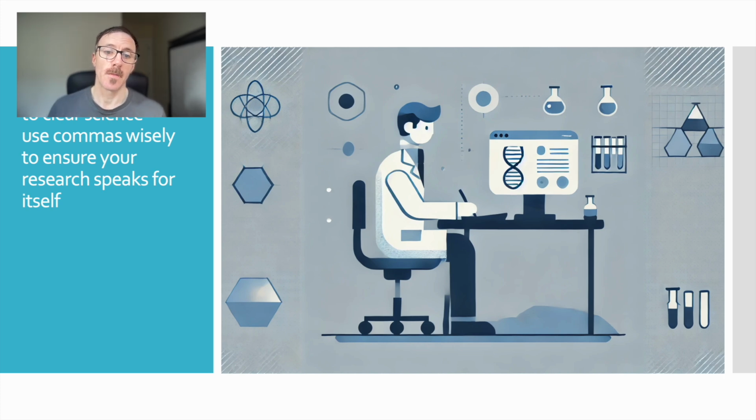So to summarize, commas play a crucial role in scientific writing. They ensure clarity, precision, and logical structure. From separating introductory elements to itemizing lists and maintaining consistency with the Oxford comma, proper comma use, well, it really enhances the readability of your writing and reduces ambiguity.